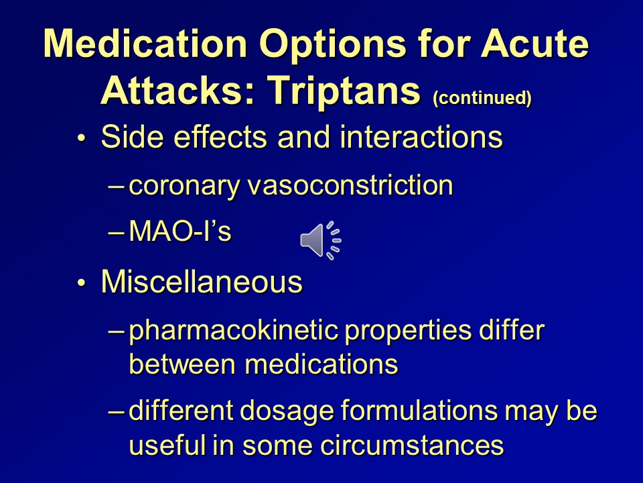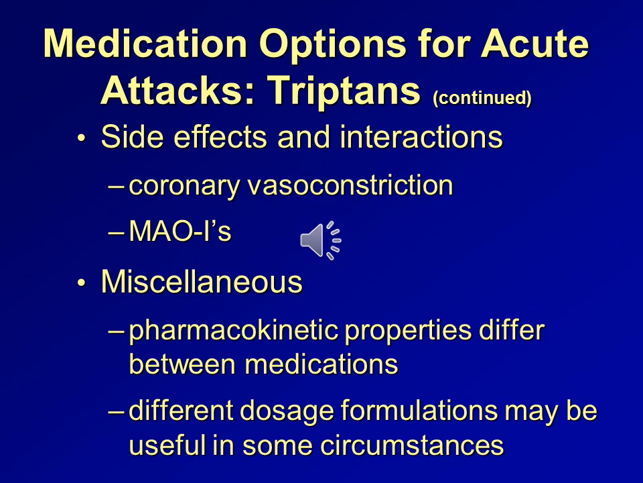Despite this, it is always prudent to use all the agents in this class with caution, if they are even used at all, in patients with risk factors for or a documented history of ischemic heart disease, cerebrovascular syndromes, or peripheral vascular disease. This would include syndromes such as angina, myocardial infarction, silent ischemia, underlying cardiovascular disease, stroke or transient ischemic attack, ischemic bowel disease, or uncontrolled hypertension.